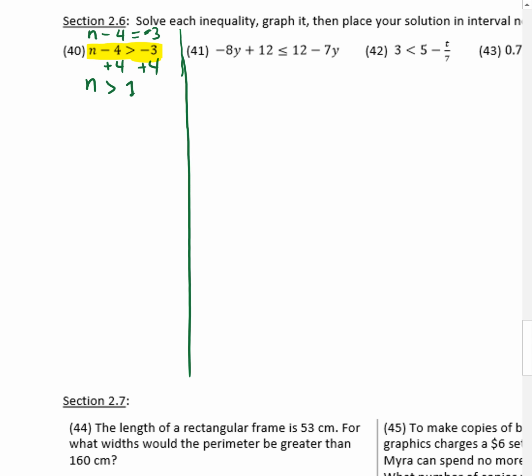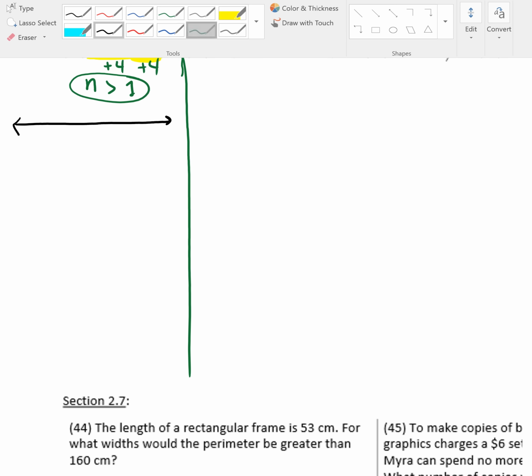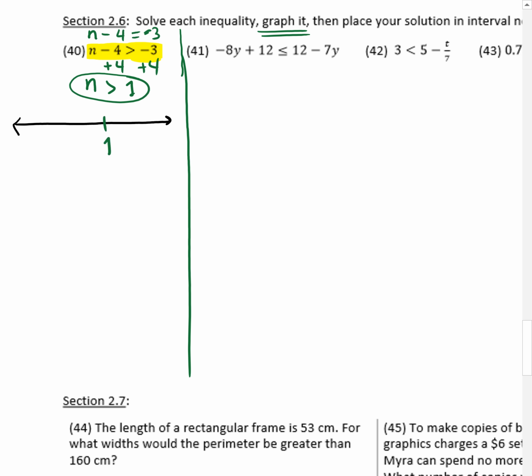So they want us to solve it, which we did. That's the solution. But then they want us to graph it, so I'm going to draw a little number line. And remember, you don't have to make it a pretty number line. The only number I really care about is that number you just had right there, 1. So n greater than 1. And then just say, okay, where are all the numbers greater than 1? Since n is greater than 1, where would he be? Somewhere off to the right. On the number line, all the numbers to the right are larger, and the numbers to the left are smaller.